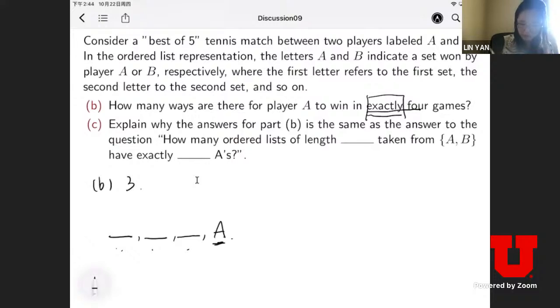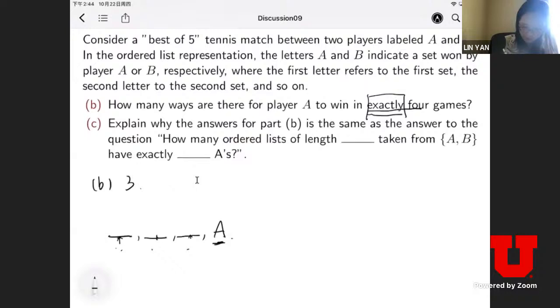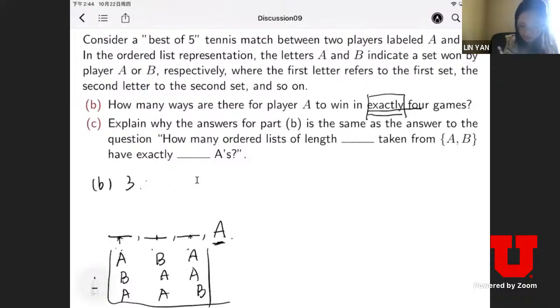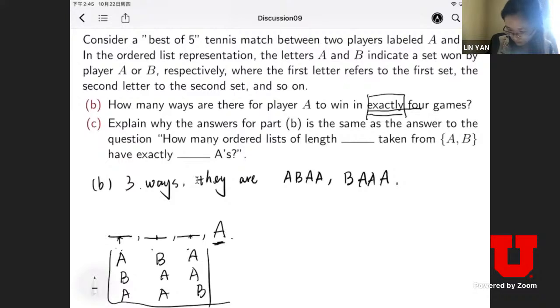So we need to choose 2 to put A in. So we can put it as A, B, A, A, or B, A, A, A, or A, A, B, A. So we have 3 ways.